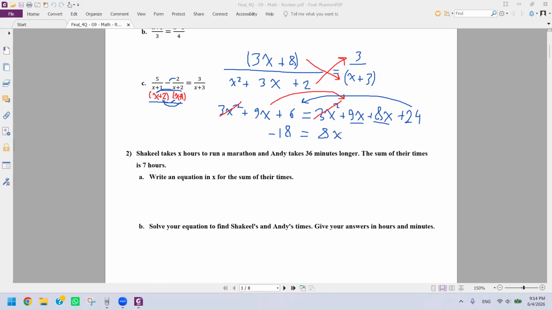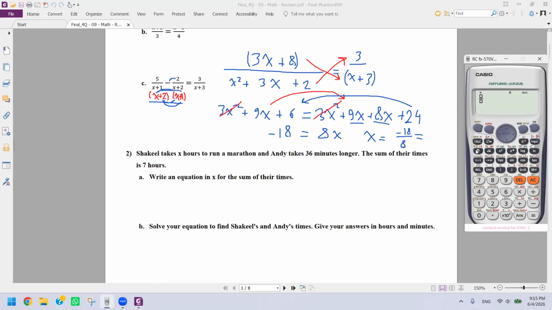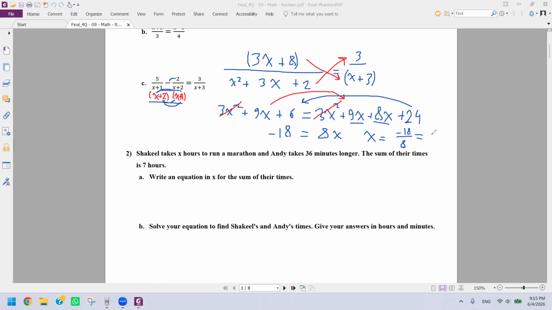Then how do I find x? How do I keep it alone? I divide by 8 because it's 8 times x, so I divide by 8. So x equals minus 18 over 8. But that fraction should be simplified. So you can divide numerator and denominator by 2, or since you have your calculator, you can use it. Just write the fraction minus 18 over 8 and click equal. You will get minus 9 over 4. So this is the final answer for x.